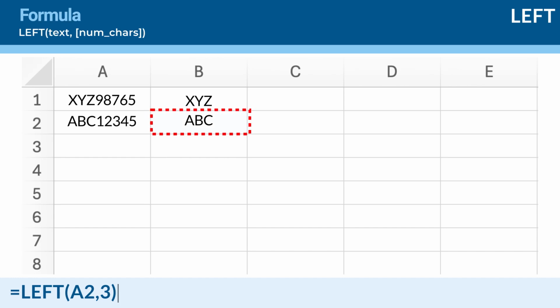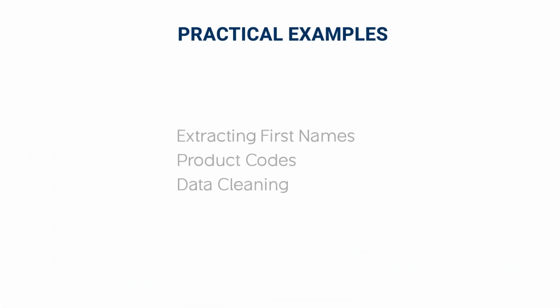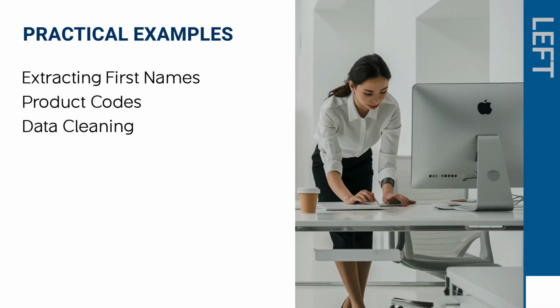The LEFT function is incredibly versatile and can be used in various scenarios. Here are some practical applications. Extracting first names: quickly isolate first names from a list of full names. Product codes: extract prefixes or specific parts of a product code for categorization or analysis. Data cleaning: use LEFT to extract consistent parts of text entries for standardization or further processing.